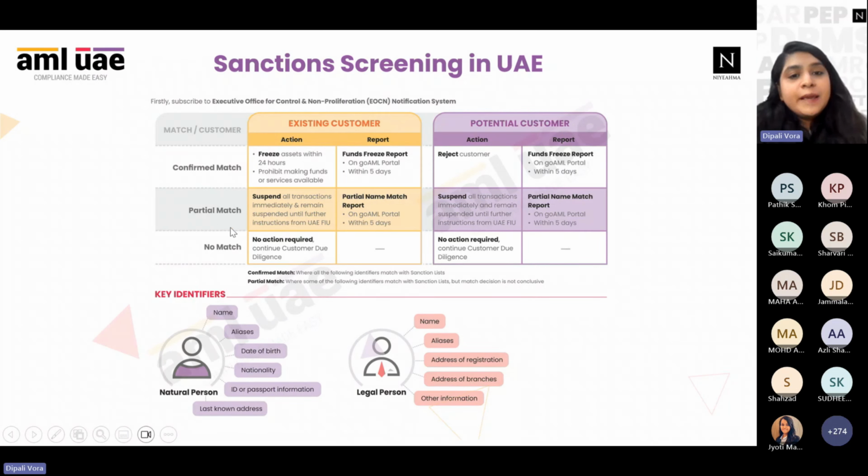Now for partial name matches. Partial name matches means you have screened somebody and you are in a dilemma, not able to decide whether it's a 100% match or 100% negative. In such cases, a situation of partial match can arise. Partial matches means maybe the name is matching, the date of birth is matching, but the nationality is not matching, or maybe there is a slight spelling difference in the name.